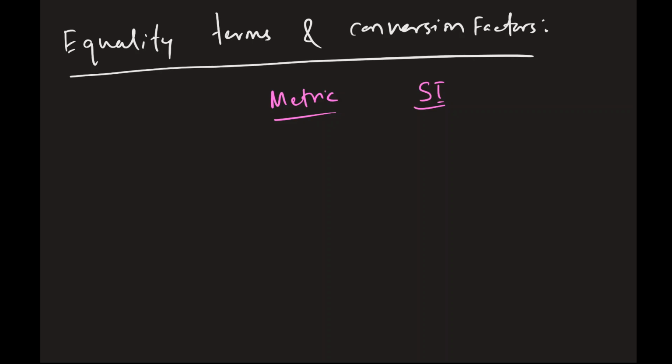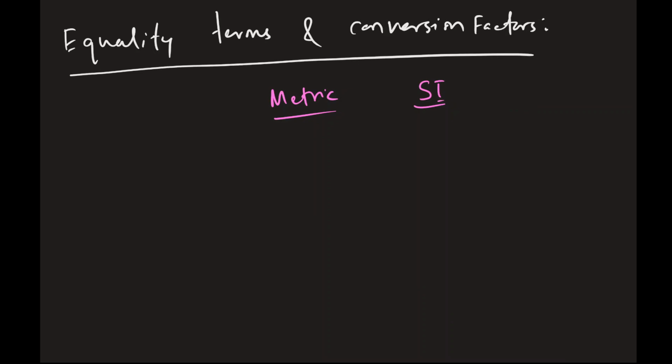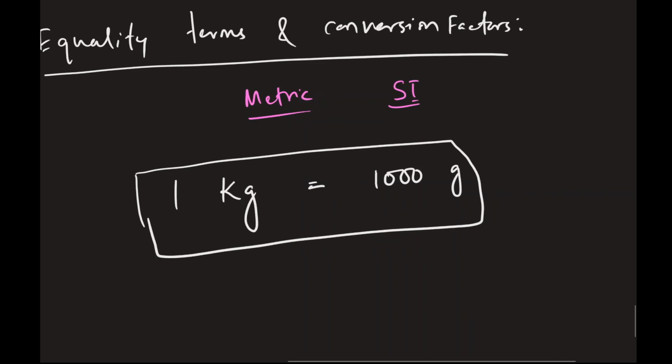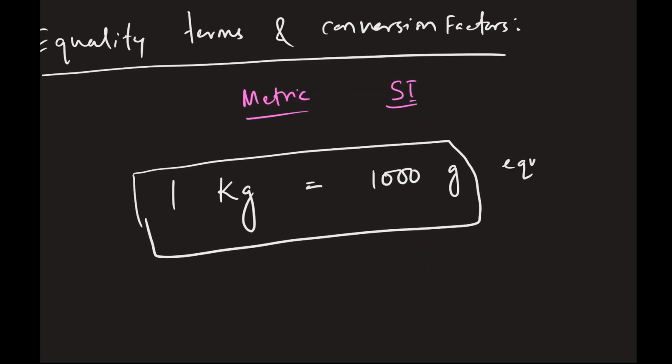So if we have to convert between different units, let's say one simple example, 1 kilogram equals how many grams? We all know it's going to be 1000 grams, right? So 1 kilogram equals 1000 grams. This term here is called equality terms. So these are our equality terms.